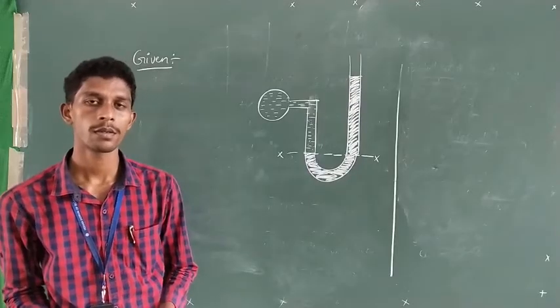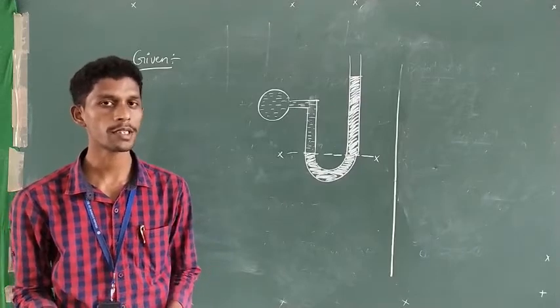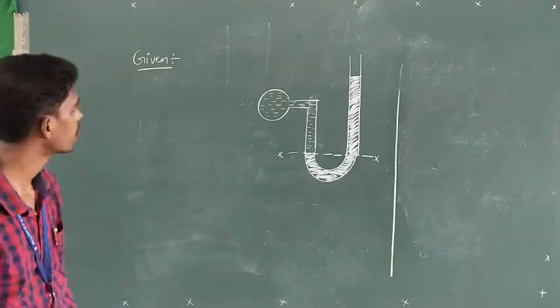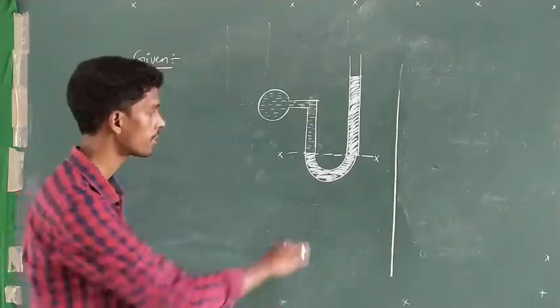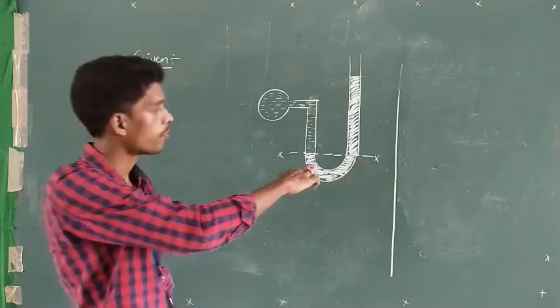Hello all, let us solve a numerical problem on U-tube manometers. So in this, what about the given data? We have to write it first. See here, this is the U-tube manometer. As we already discussed, this is the datum level. That means this level indicates the atmospheric pressure.